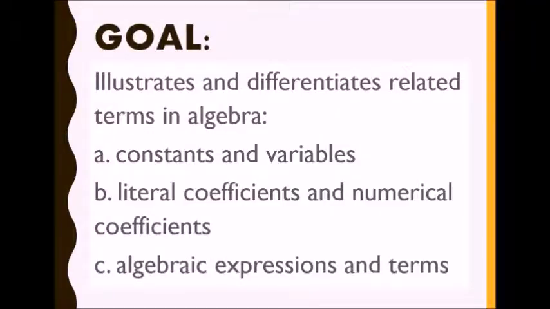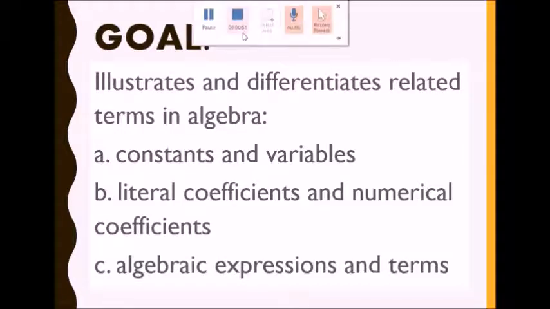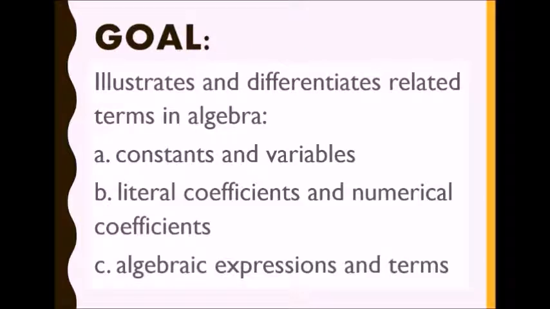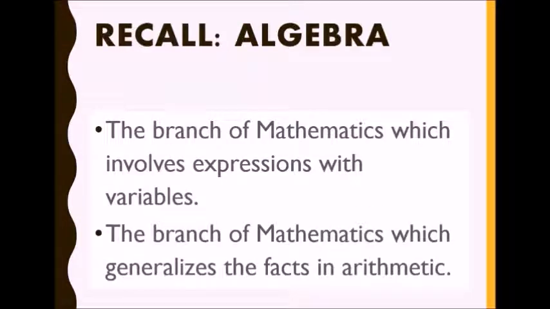Okay, so this lesson will cover constants and variables, literal coefficients and numerical coefficients, also algebraic expressions and terms. Some of these we already discussed in the previous lesson about translating. As a recall, algebra is the branch of mathematics which involves expressions with variables. When we say variables, these are numbers or letters that are used to represent what is unknown.